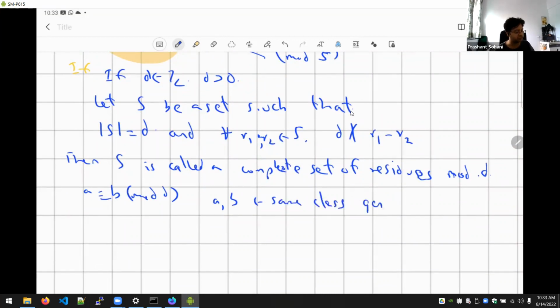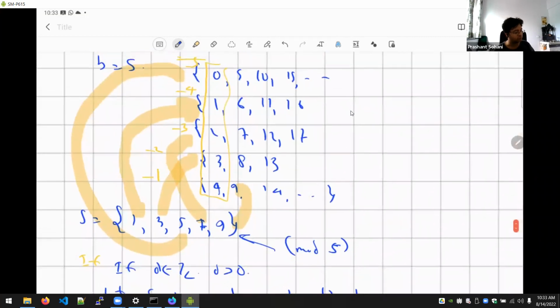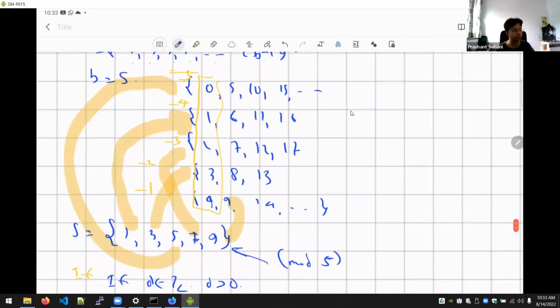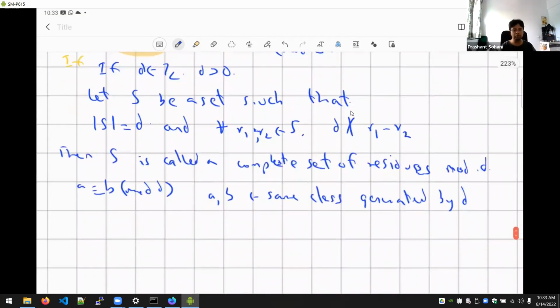Same class that is generated by D. Okay. So these five brackets that you wrote at the top, any two numbers of the same class are congruent to each other modulo 5. So just a different way of writing that. And the advantage is that you can do a lot of arithmetic on this, just the way we do normal arithmetic. You can add, subtract equations, multiply, and in some cases divide, not always.